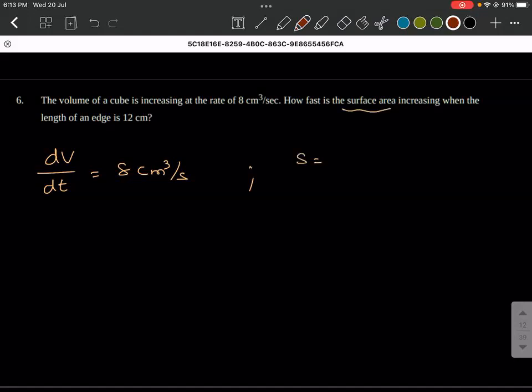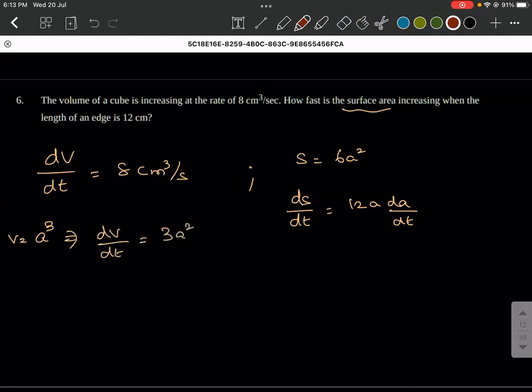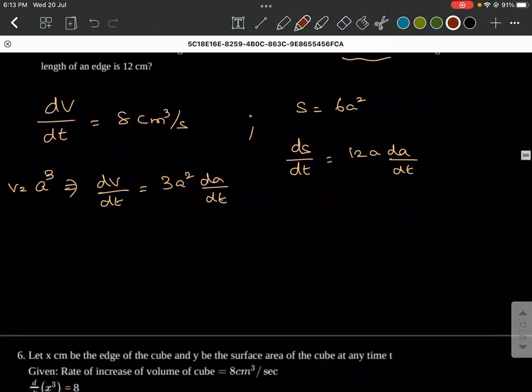So surface area of a cube is how much? That's the total surface area, 6a square. What is dS by dt? That is going to be 12a into dA by dt. But what is the volume? V is equal to a cube, which implies dV by dt is equal to 3a square into dA by dt. So divide both, you will get the answer.